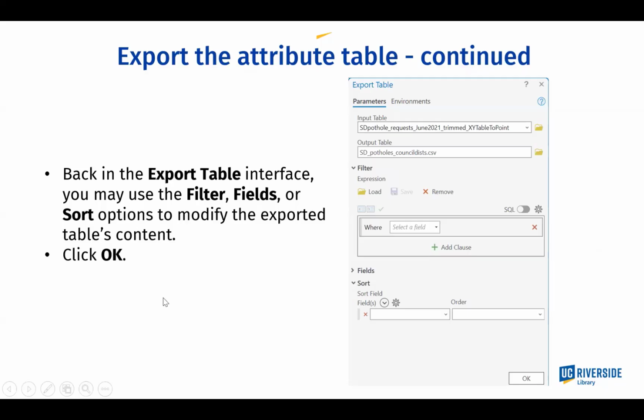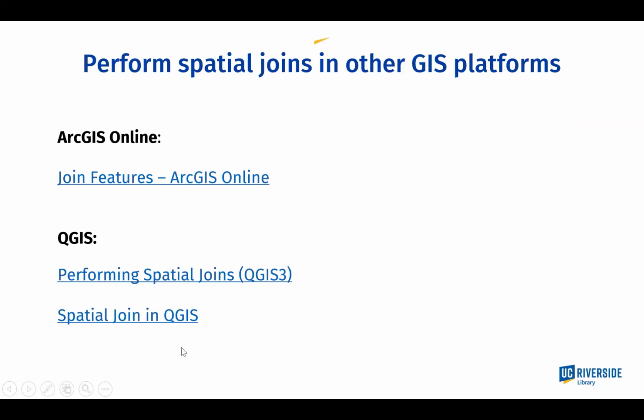And then you can be off on your merry way. Now that you've got this spatial data added to your tabular data, you can continue using it as a tabular file. So again, spatial joins, you can do them in other GIS platforms, including ArcGIS Online and QGIS. And there's some guidance for you to understand how to do that.